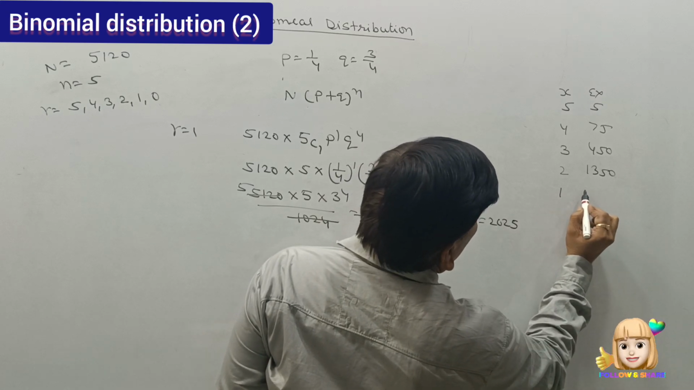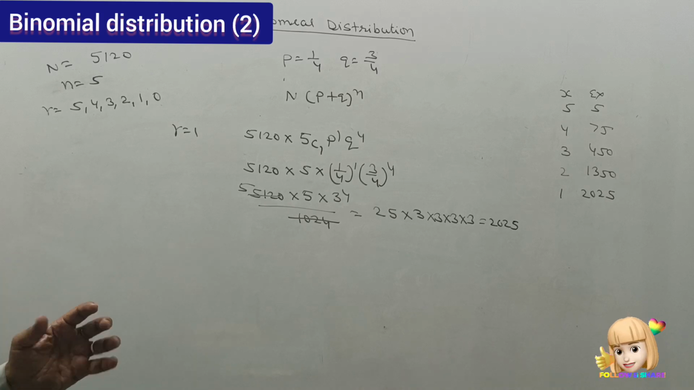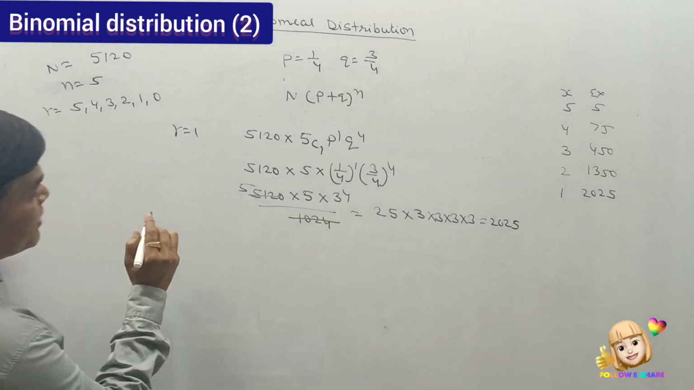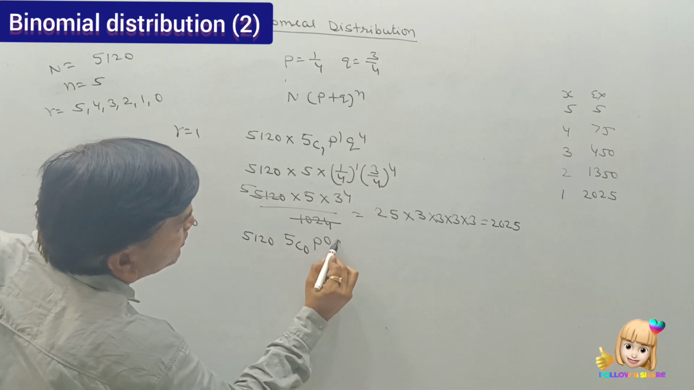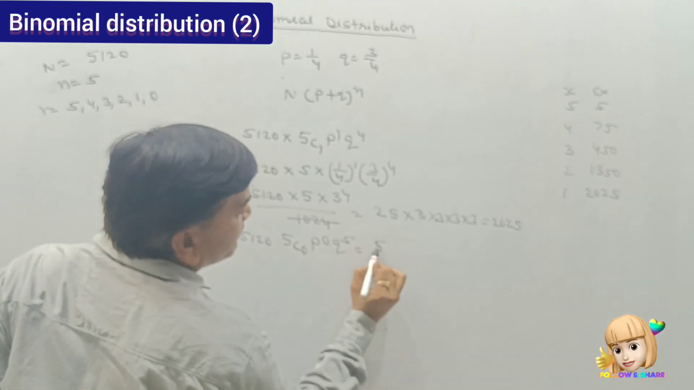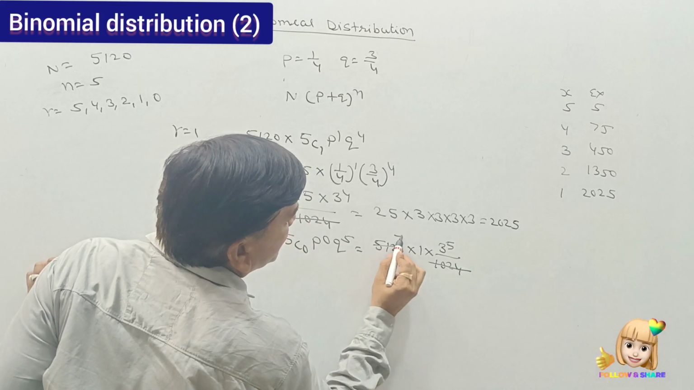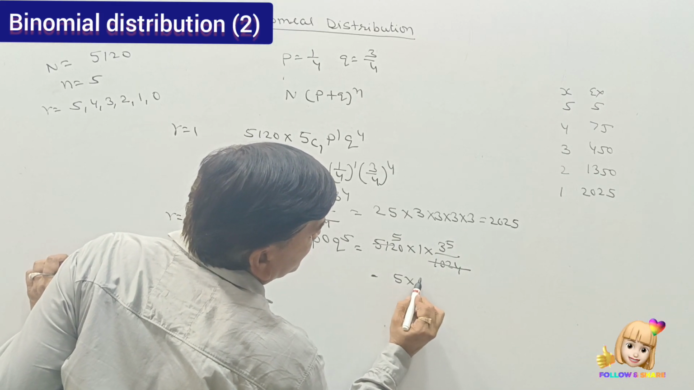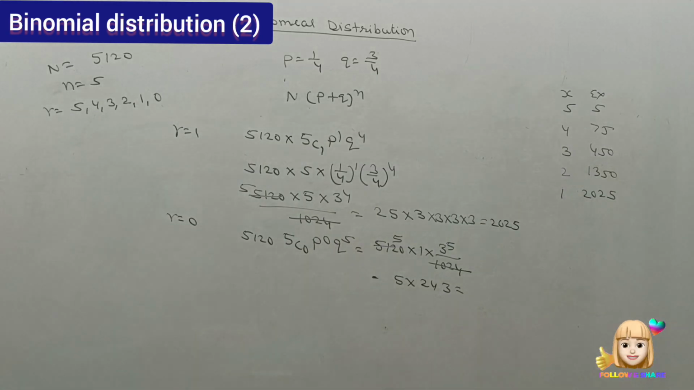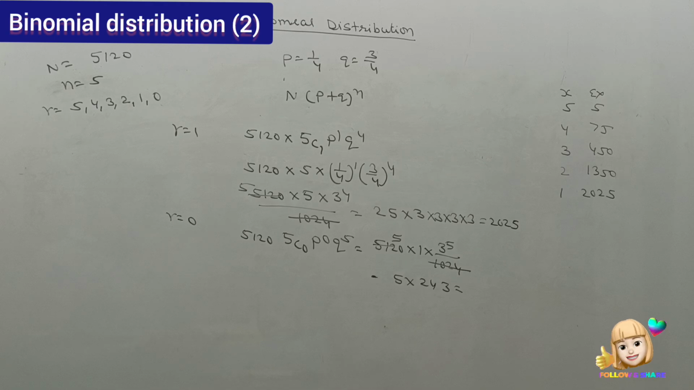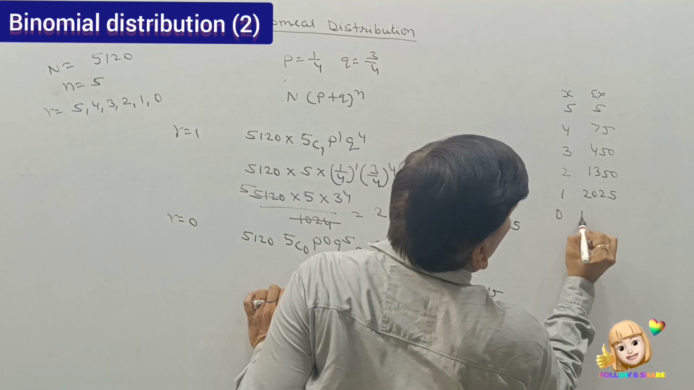So 1 destroyed is 2025, and last one is 0 destroyed. So the value of R will be 0. So that will be 5120 5C0 P raised to power 0 Q raised to power 5. That is 5120 multiply 1 multiply 3 raised to power 5 upon 1024, this is 5 times. So 5 multiply 243, 3 raised to power 5, multiply by 5. That is 1215.